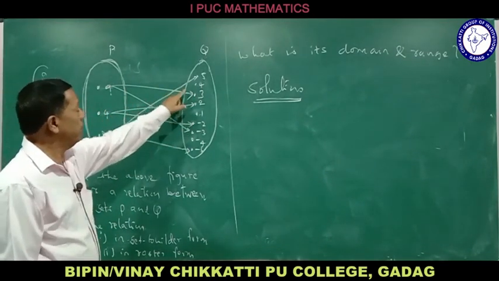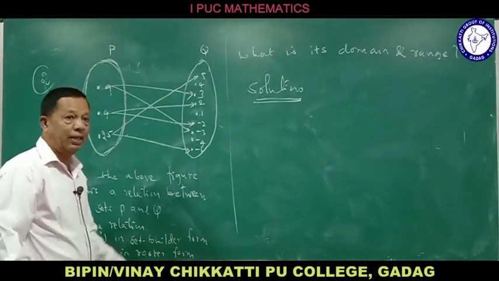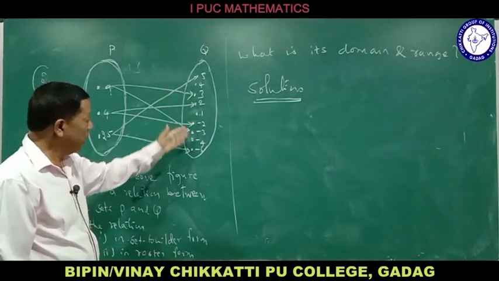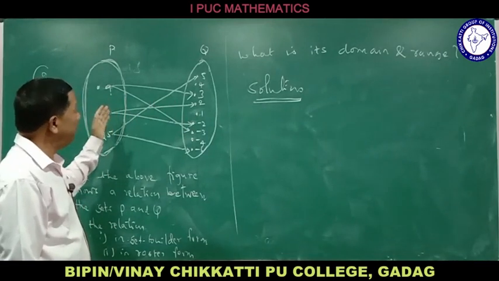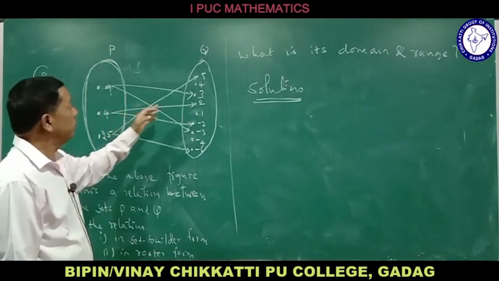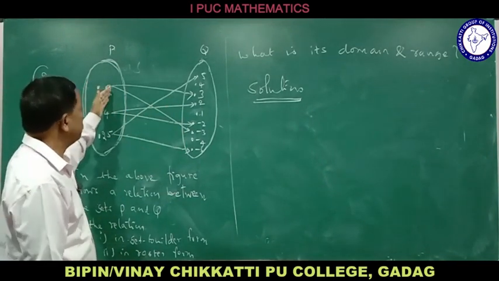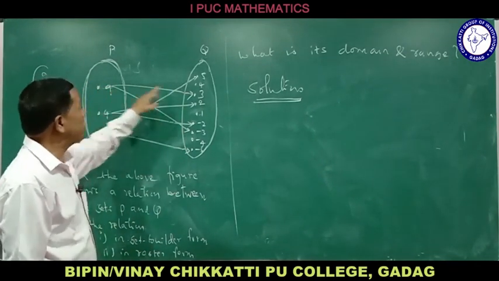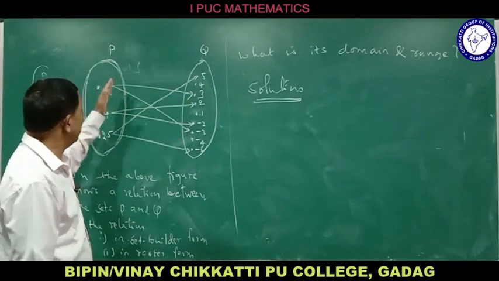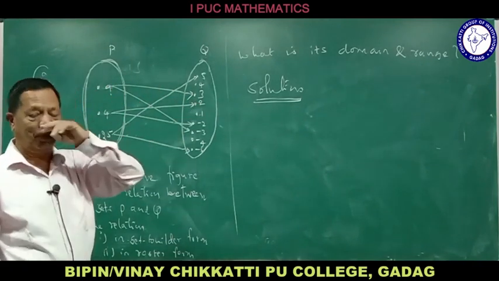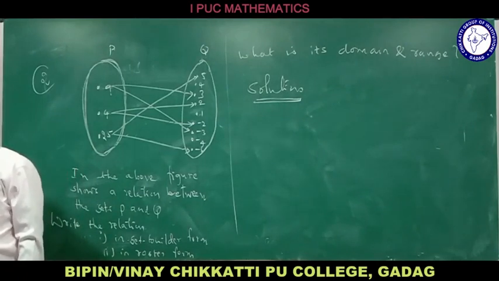25 is the square of 5 and of minus 5. It is clear that if you say this is y and this is x, then x is the square of y. 9 is the square of 3. Suppose these are the x and these are the y, x is the square of y. So that is how you can write the relation accordingly.